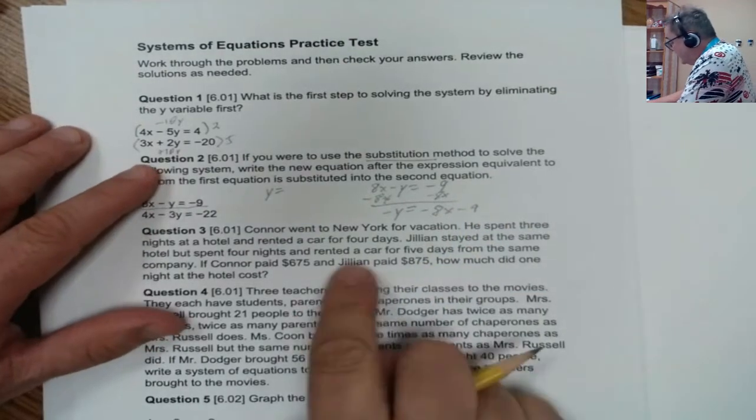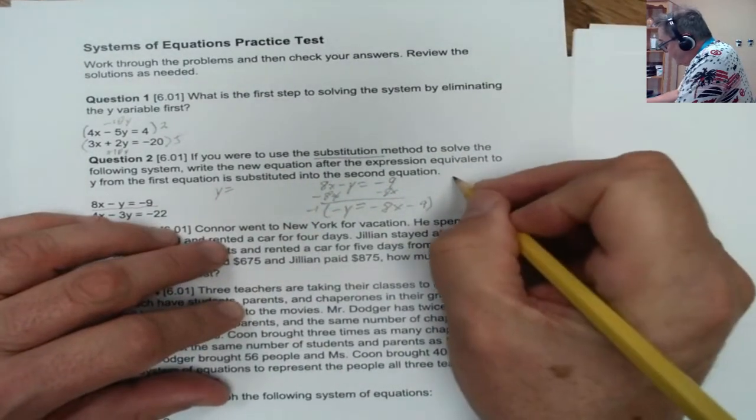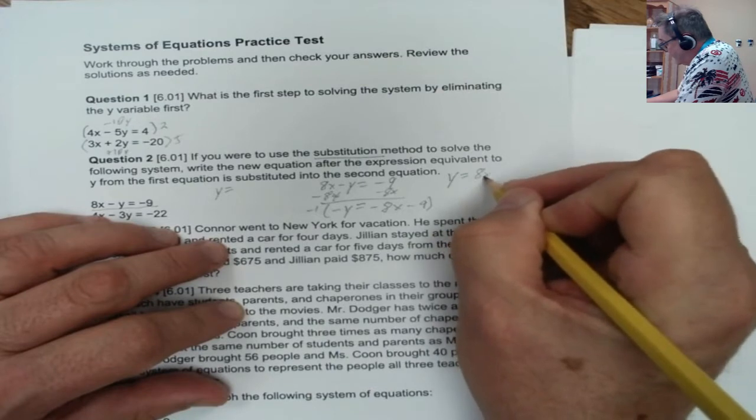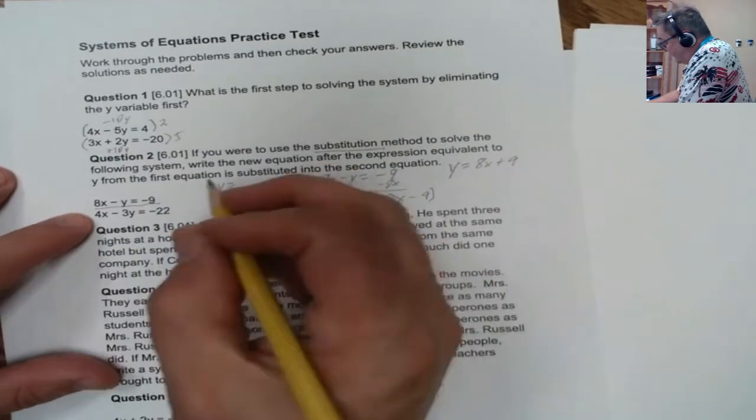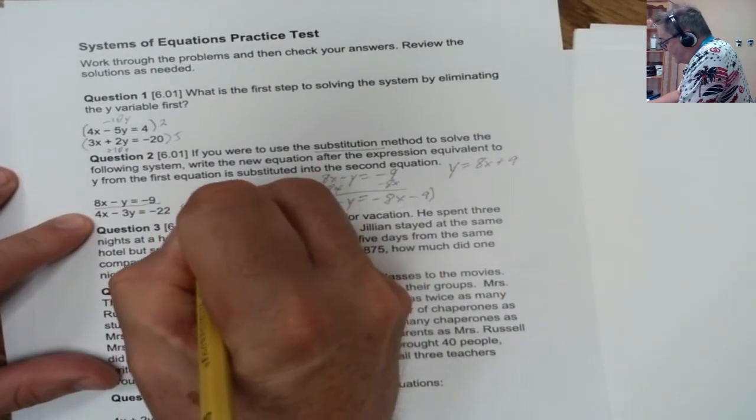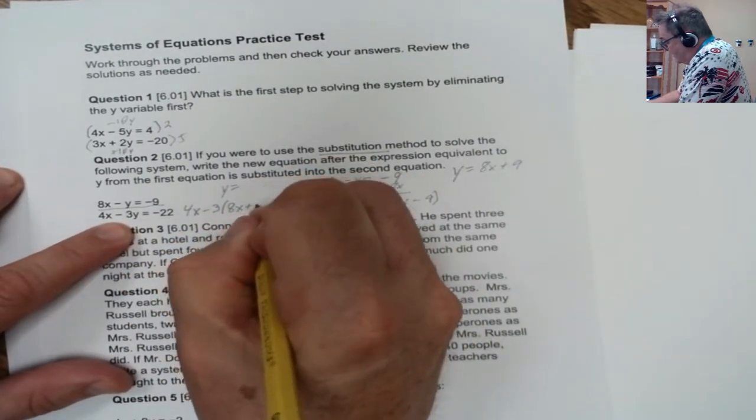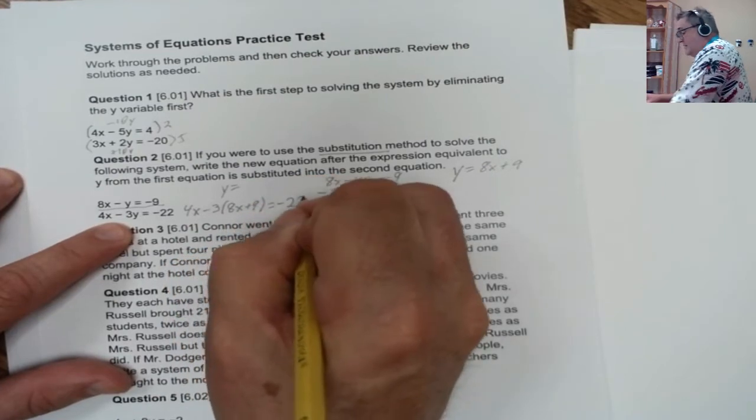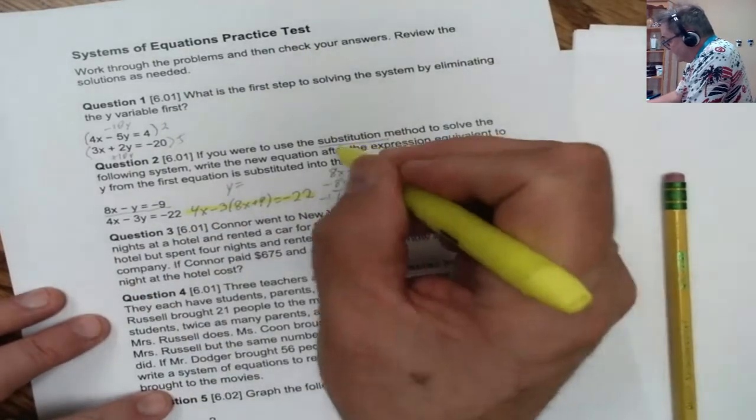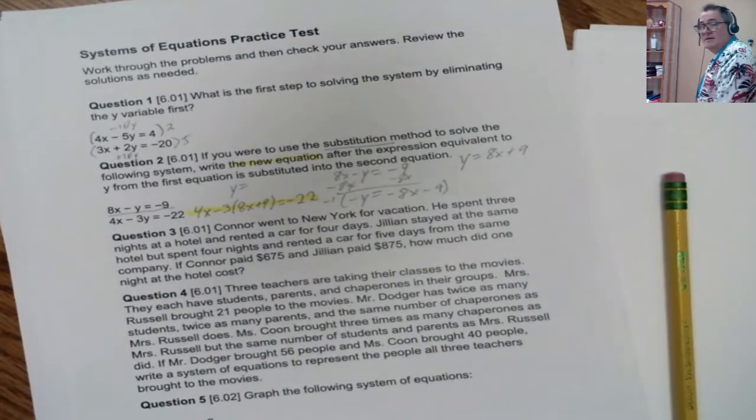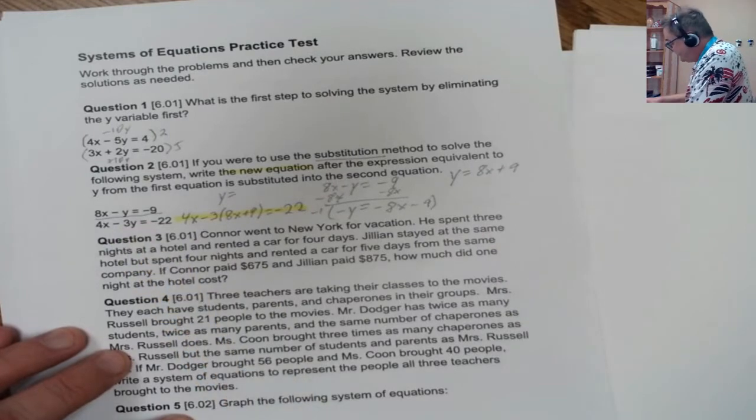That's not y equals, that's negative y equals, right? So we need to multiply everything by negative 1. That would be y equals 8x plus 9. So since that's what y equals, the new equation would be 4x minus 3, and instead of y, we substitute 8x plus 9, equals negative 22. That would be the answer it's looking for. That is the new equation. We had to convert that to a y equals so we can substitute in for what y equals.